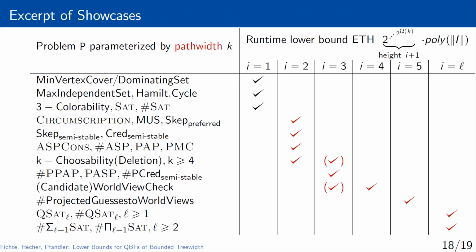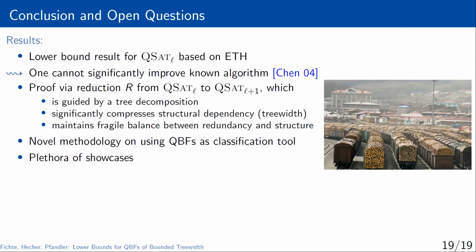With the reduction and the methodology, we were able to provide several new lower bounds for problems in artificial intelligence, ranging from reasoning problems over abstract argumentation, as well as logic programming and canonical counting problems. This already brings me to the conclusion. So this work provides new insights on lower bounds for quantified Boolean formulas based on the exponential time hypothesis. Our result confirms that an upper bound that has been known since 2004 cannot be significantly improved under ETH.